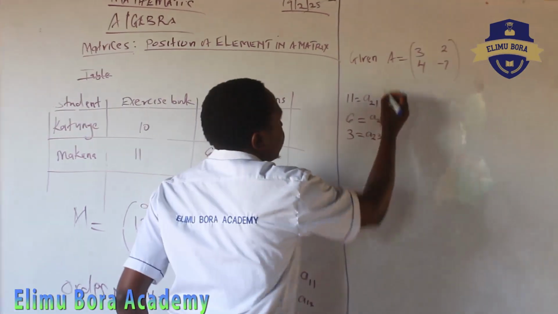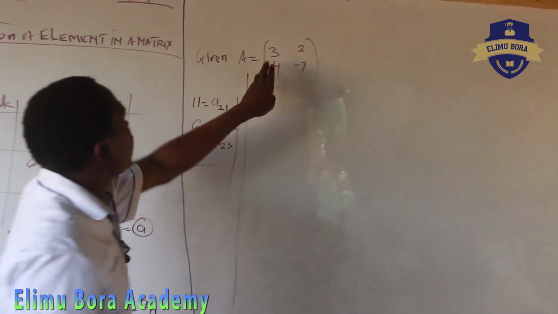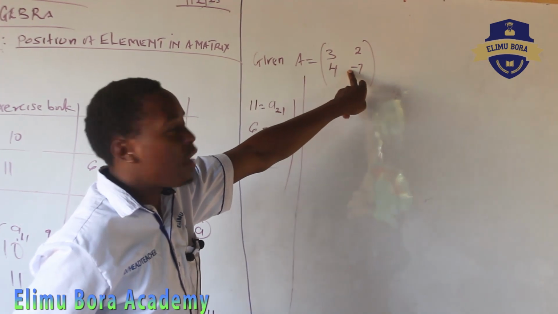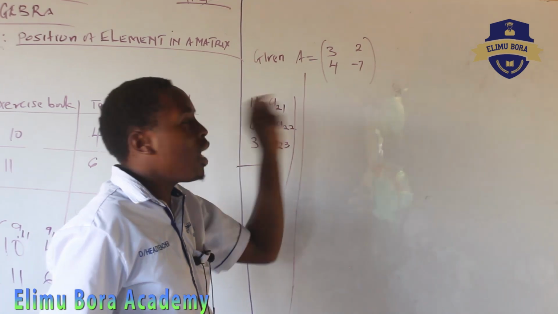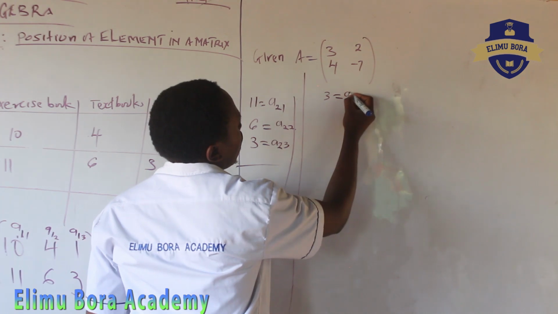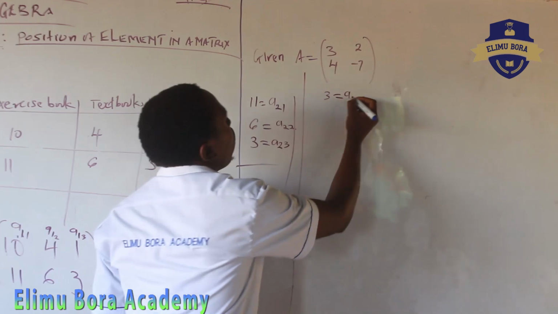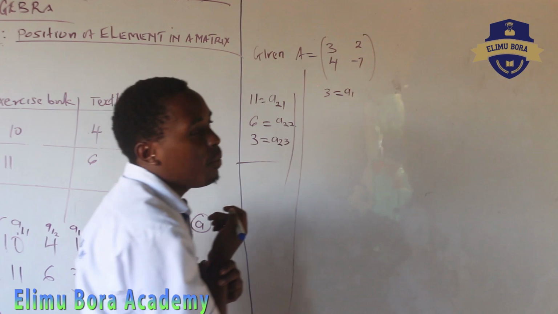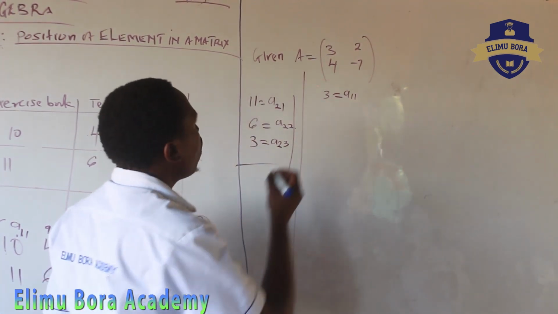Now, let's identify on this one. We have been given a matrix of 3, 4 and negative 7. These are the elements that we have been given here. You are asked to identify the position of the element 3. The position of it will be what, class? The row is 1. Then the column will be what? The column will be 1.